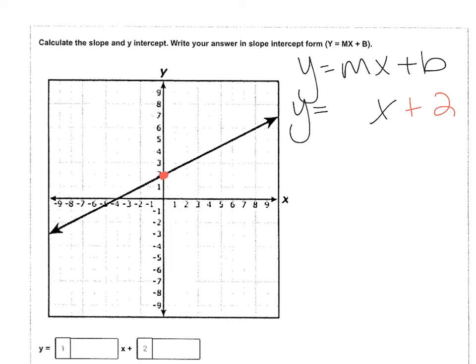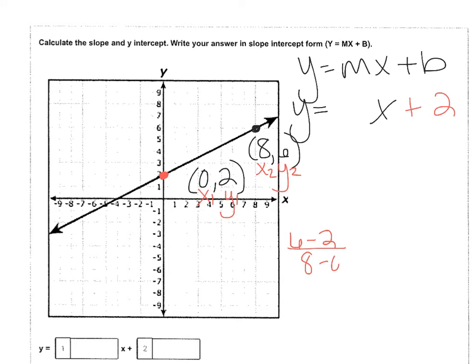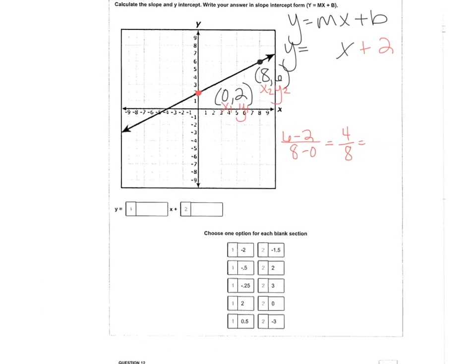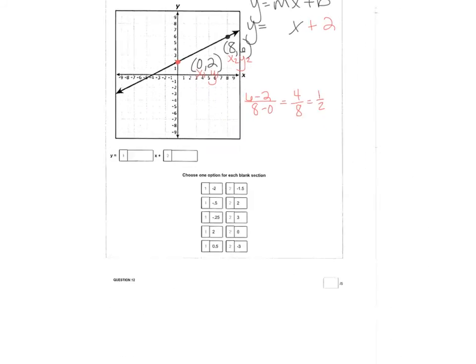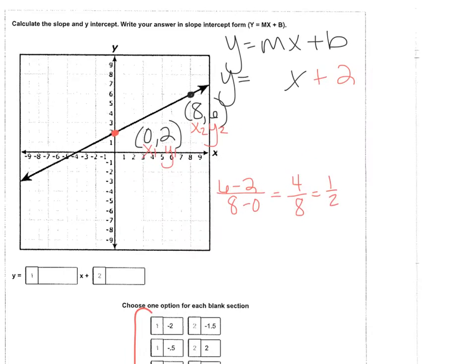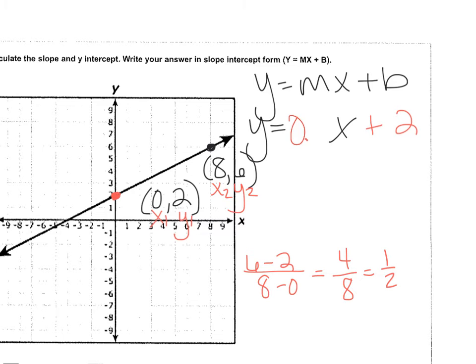So I can use that point, 0, 2. And it's super hard to see, but I think this is a point. It's super hard to see on here, but I think it's 8 and 6. So I'm going to label these x y, x y, 1 and 2. So I'm going to say 6 minus 2, because those are my y's, and then 8 minus 0. So 6 minus 2 is 4, 8 minus 0 is 8. 4 eighths will reduce down to 1/2, and looking at these answer choices, they're wanting decimals. So 1/2 in decimal form is 0.5.